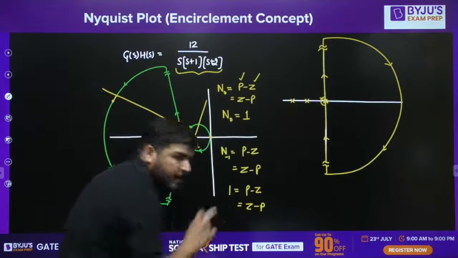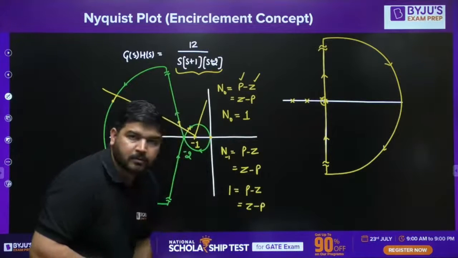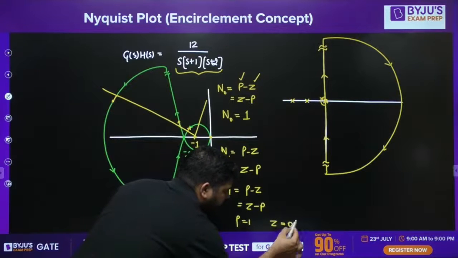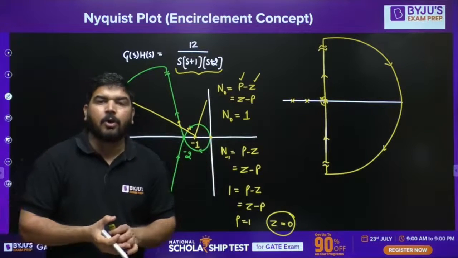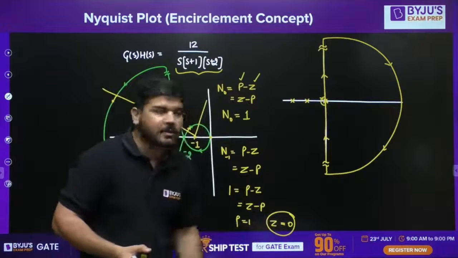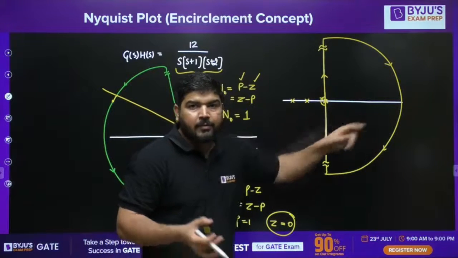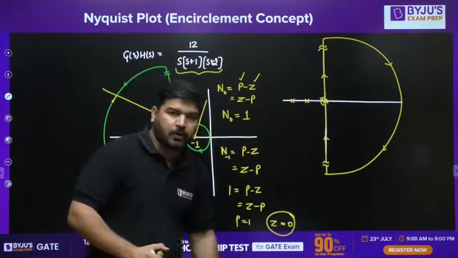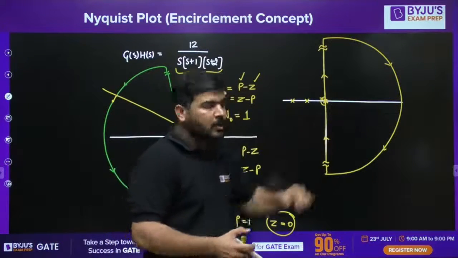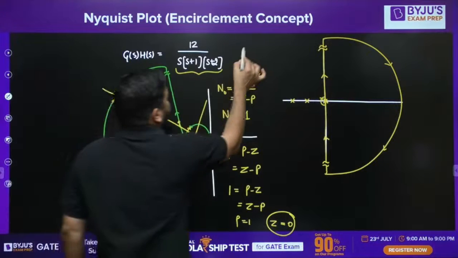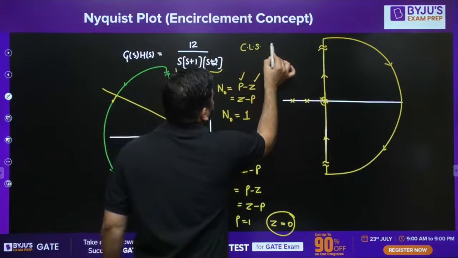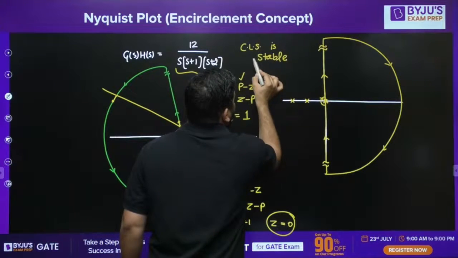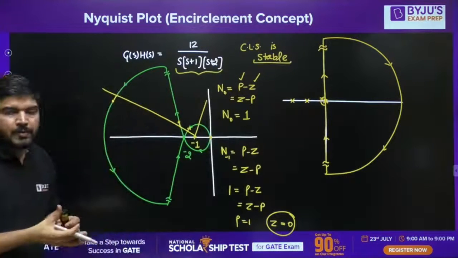Okay. So if I put 1 here, then you'll get Z equal to 0. So P has to be 1, and Z came out to be 0. It means there are no zeros of 1 plus G(s)H(s) inside this S-plane contour. And we know that the zeros of 1 plus G(s)H(s) are actually the poles of the closed loop system. So there is no pole of the closed loop system inside this S-plane contour. The closed loop system is stable. Okay, I hope it is clear, everyone.